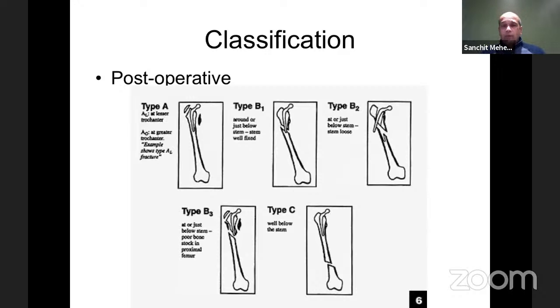So the postoperative femoral classification, you have the A, B, and C, similar to what we described for the intraoperative fractures. So the C one is well below the stem. And that's, again, not such a big issue because by and large you will fix it. The type A is then divided into a greater trochanteric bit and the lesser trochanteric bit. So the AG and the AL. And then the B is the main category, which is mostly the contentious area. So the B is around or just below the stem.